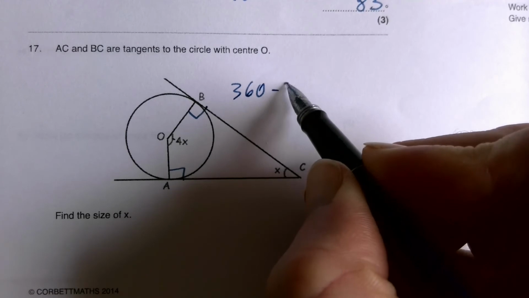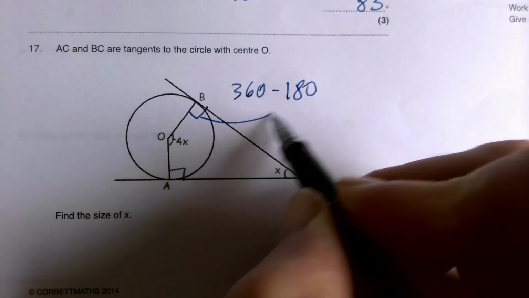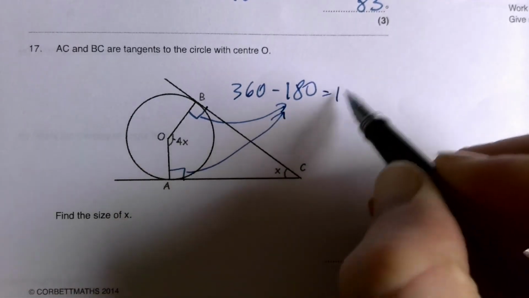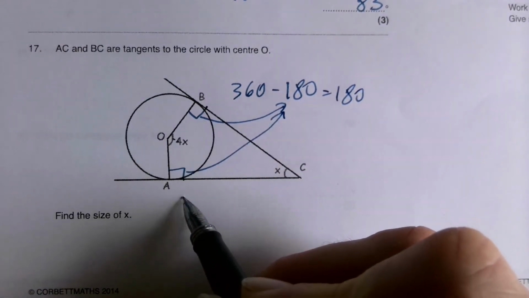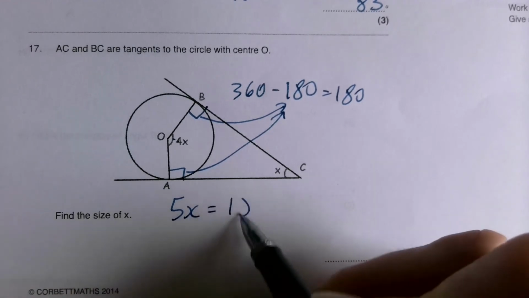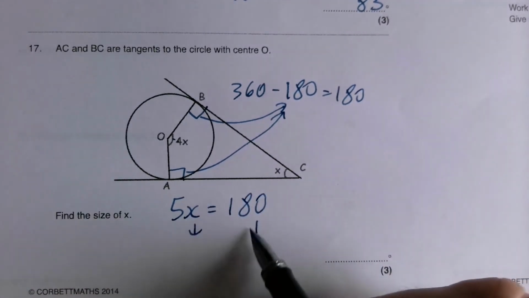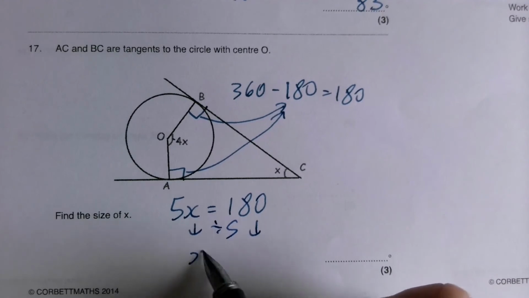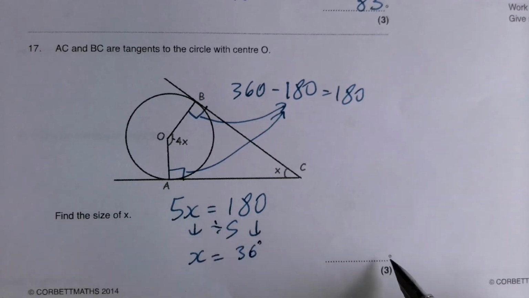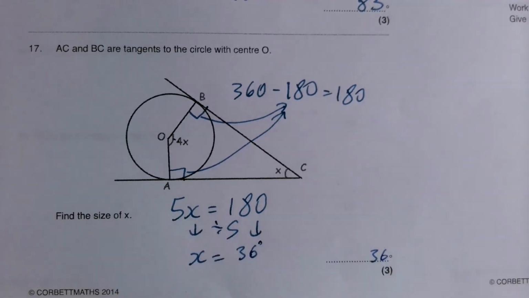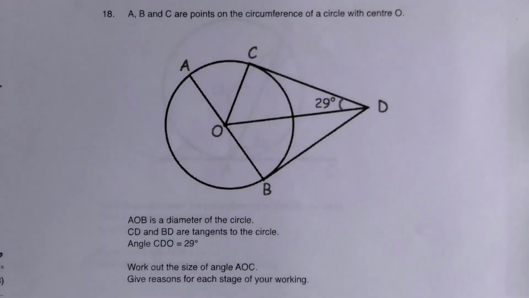360, take the 180 of that one and that one gives 180 degrees for those. 4x plus x means 5x equals 180 degrees. Divide by 5 and you get 36. Here they go wanting reasons again, so pause the video and give it a go.